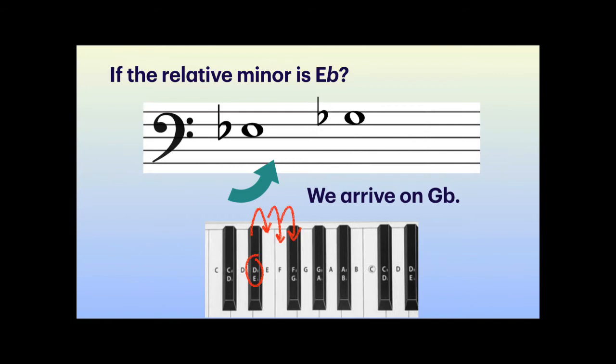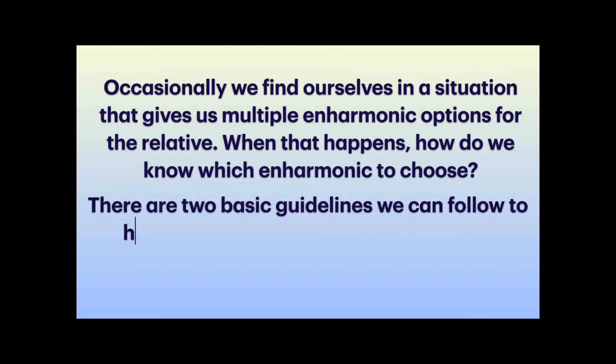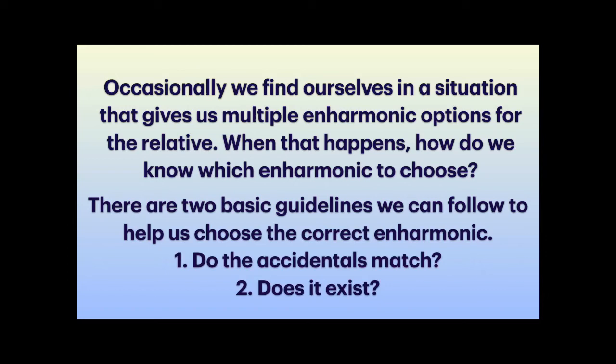There are two basic guidelines we need to follow to help us choose the correct enharmonic. Number one, do the accidentals match? And number two, does it exist? I'll explain what those mean. Let's start with number one. Do the accidentals match?